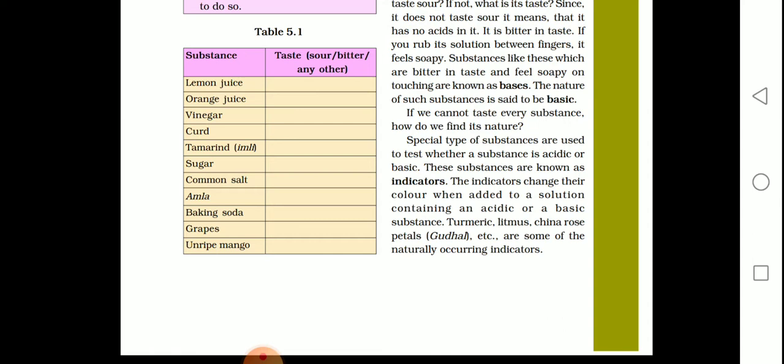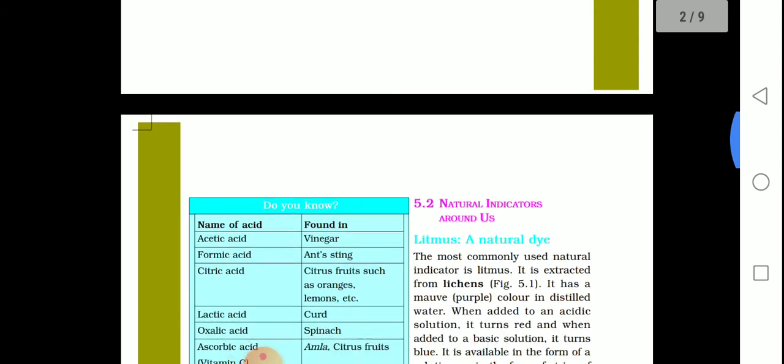We will study one by one what the indicators are. There are natural indicators and artificial indicators. Turmeric, litmus, and china rose petals are some of the naturally occurring indicators. These indicators help us to identify whether a substance is acidic or basic. So next we will study.